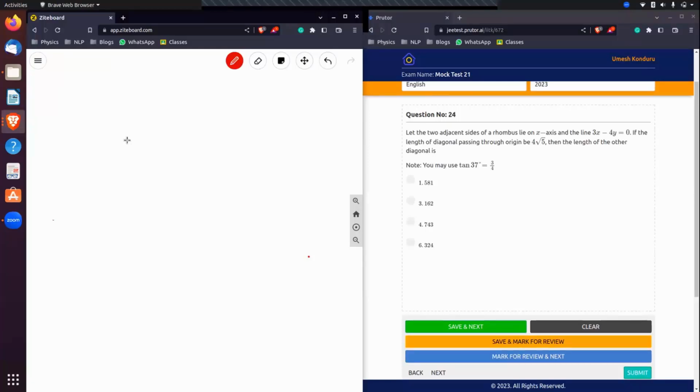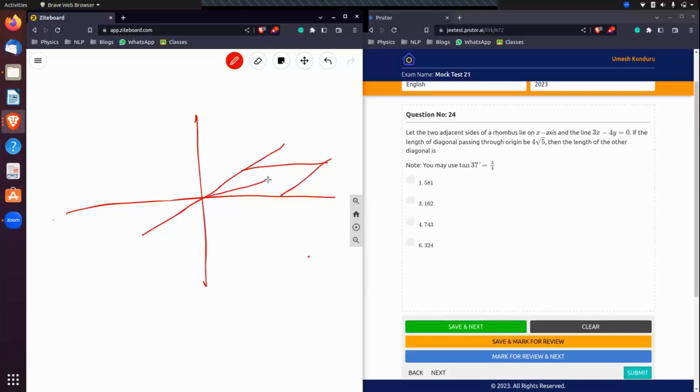So you have two adjacent sides of a rhombus. Okay, so one side of the rhombus lies on the x-axis and the other on this line, y equals 3 by 4 x. If the length of the diagonal passing through the origin, so you have this diagonal, and this is given to be 4 root 5, and you've been asked for the length of this diagonal.